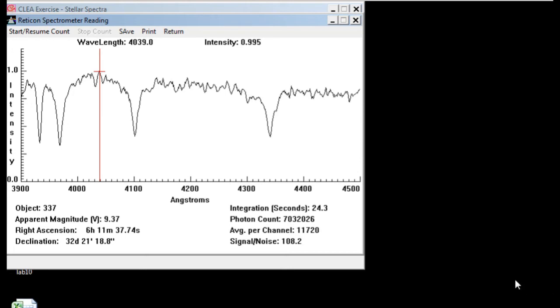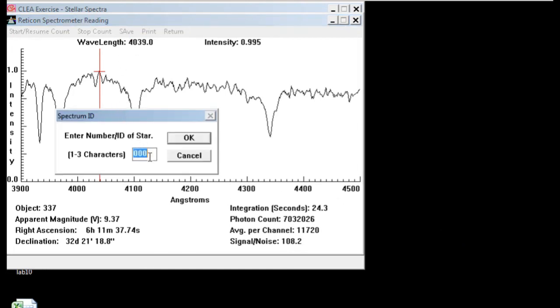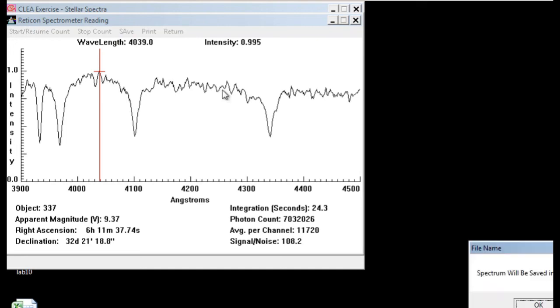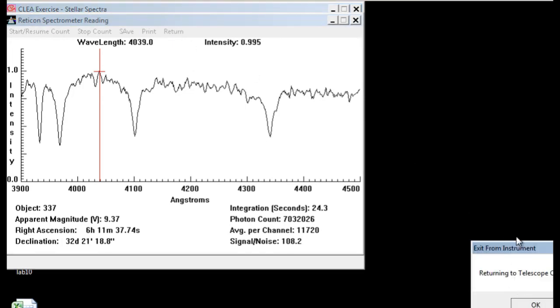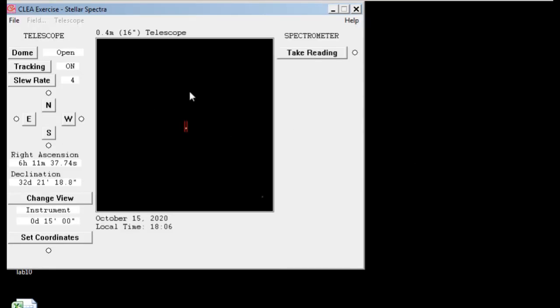All right, so now what we need to do is save our star name, enter the number ID of a star. I will just call it 1. There we go. File will be saved as 1. We can record that if we want on page 18, but basically we need to do this so we can pull it up against our standards and try to classify it. We can now return by hitting return, and this will exit our specific spectrum and bring us back to the telescope.